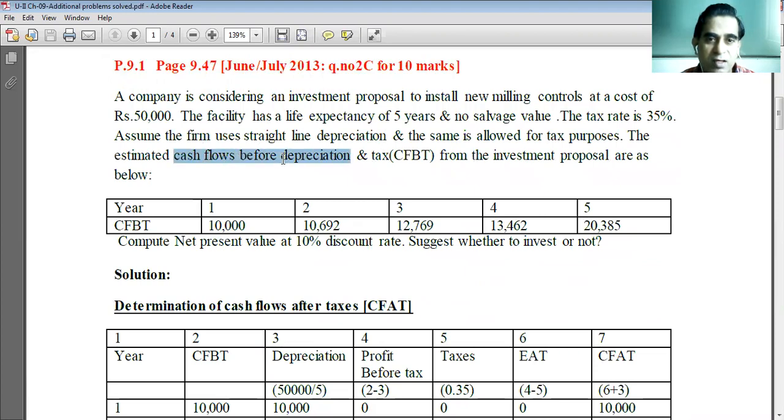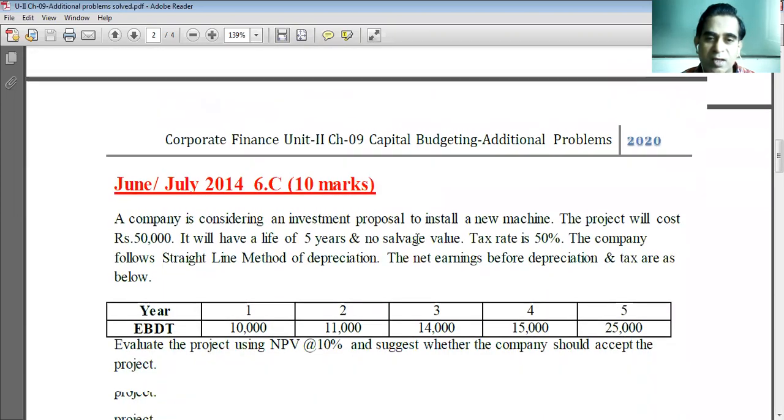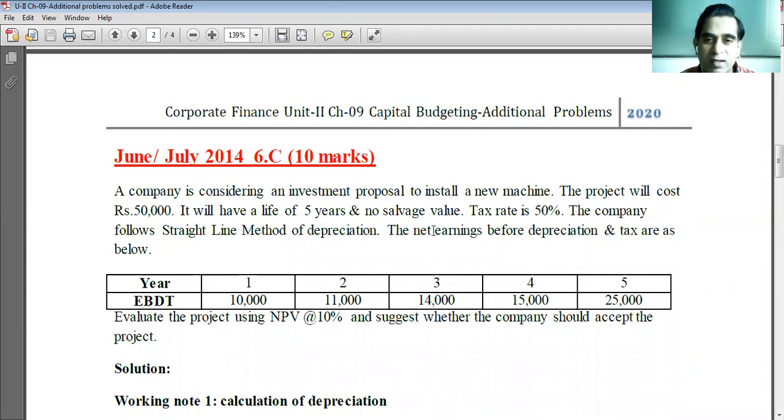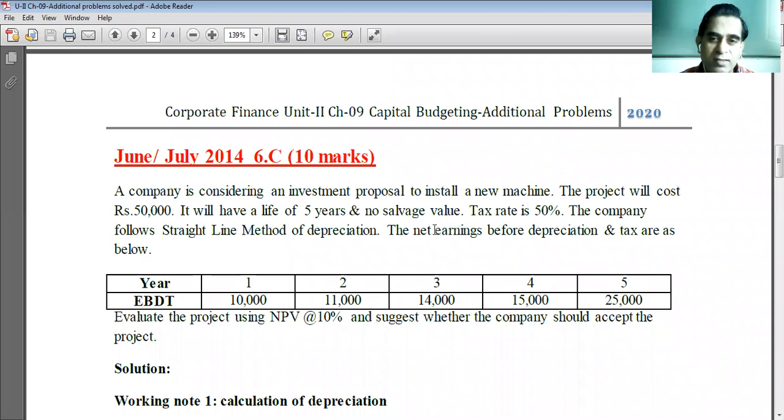cash flows before depreciation and tax, and short form CFBT. Same data is given here also, but they have used a different word. Instead of cash flow, what they have mentioned, can anybody read it out? Earning before depreciation, before tax. Yes, very good. Instead of cash flows, they have mentioned it as earnings. Earnings before depreciation and tax are also CFBT only, cash flows before depreciation and tax.